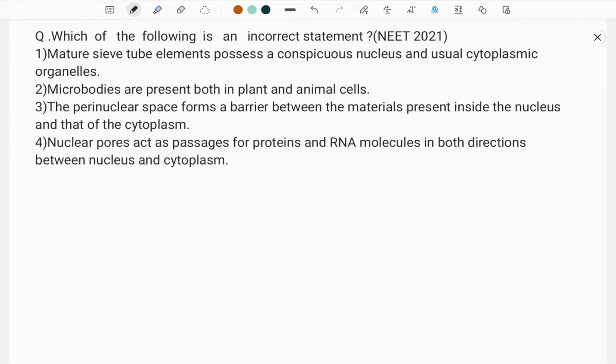If you see the first statement, mature sieve tube elements possess a conspicuous nucleus and usual cytoplasmic organelles. No, the first statement itself is wrong. Mature sieve tube elements do not possess a conspicuous nucleus. Generally in the plant kingdom, sieve tube elements are called brainless cells.